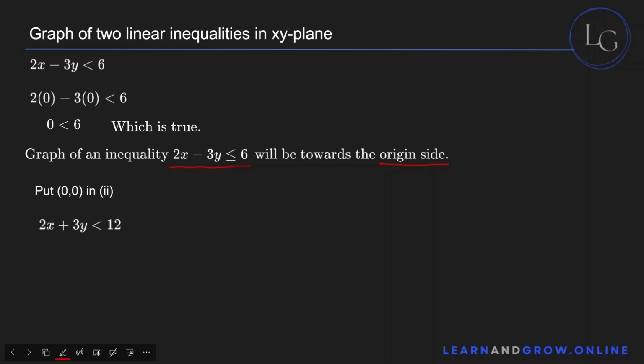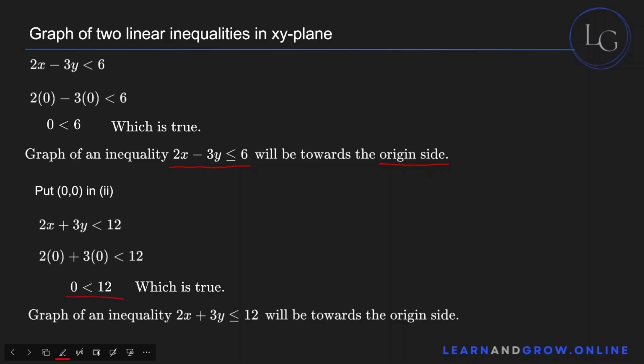When you put the same x is equal to 0 and y is equal to 0 in inequality number 2, you get this. And this is also true. 12 is greater than 0, indeed. So this graph will also be towards the origin side. Simple. And remember, when this result turns out to be true, that means we will shade towards the origin.